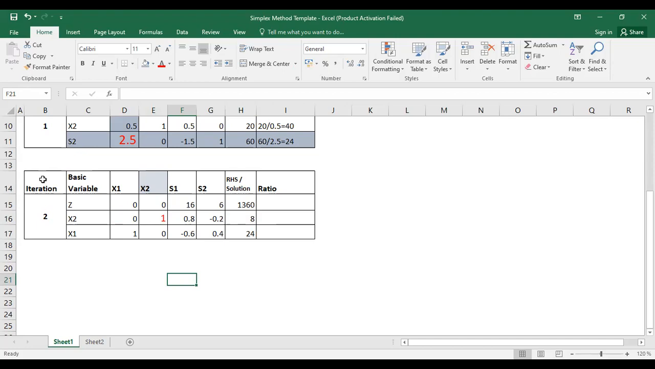So have we reached optimality? Do we have an optimal solution? Yes.